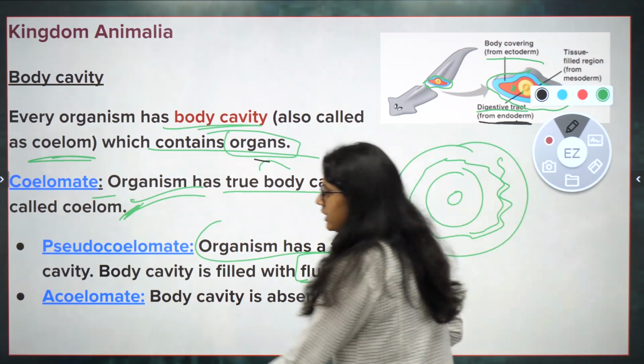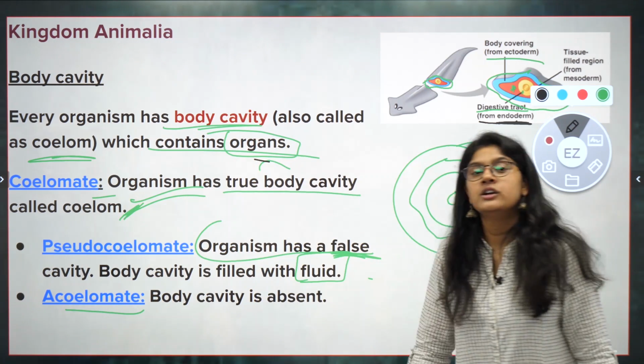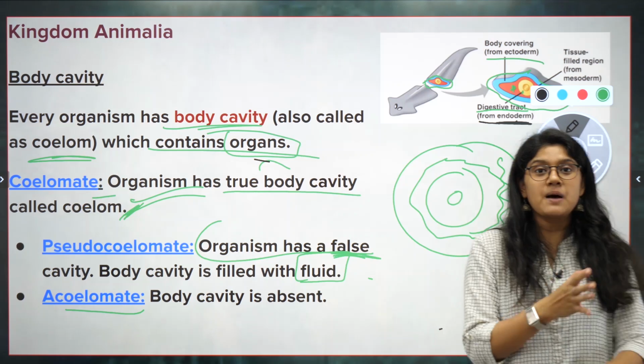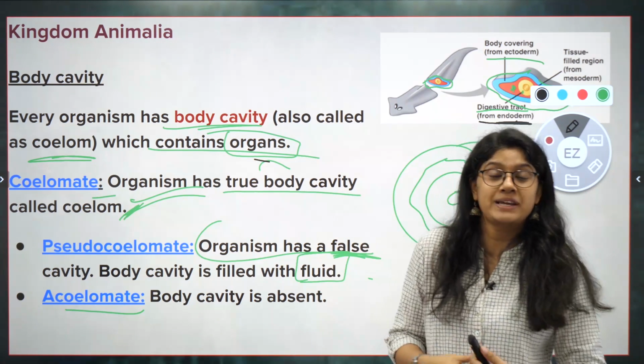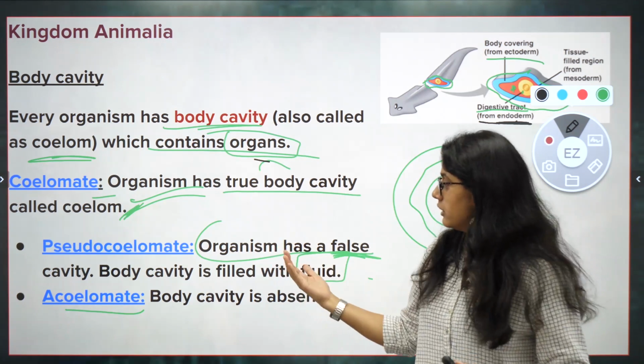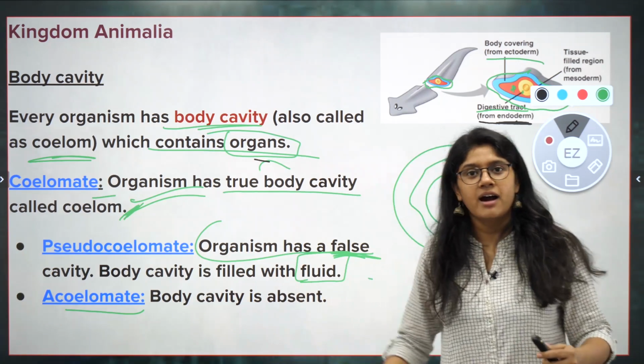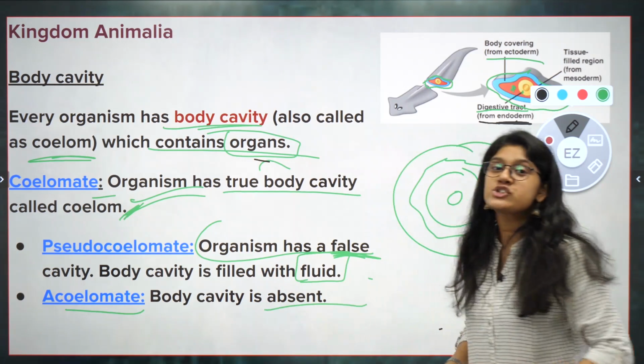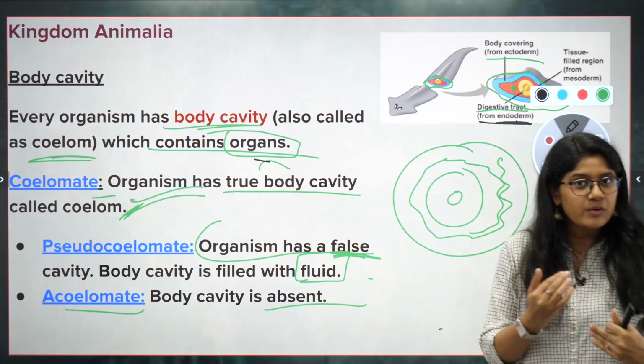Last one is the acoelomate, meaning body cavity is completely absent. There is no place, there is no hollow space inside the body of the animals, and they are acoelomate.